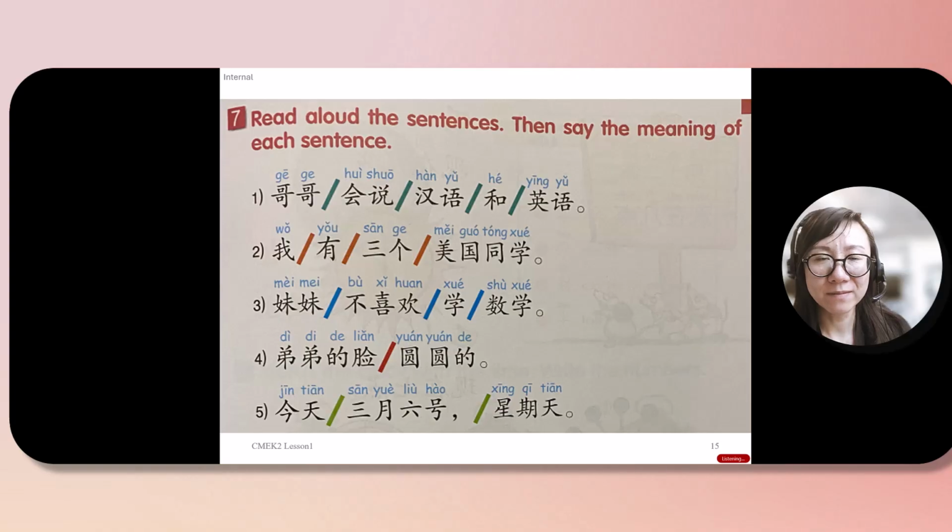All right, next one. Read aloud the sentences, then say the meaning of each sentence. So the slashes here you can see in the sentences are not meant to divide these sentences into different parts. They're actually telling you the meaning groups. So make sure you just give a very short period of time of pause between each one of these.